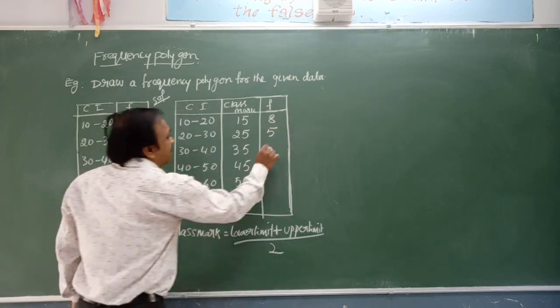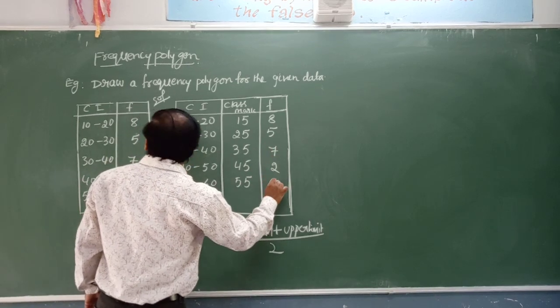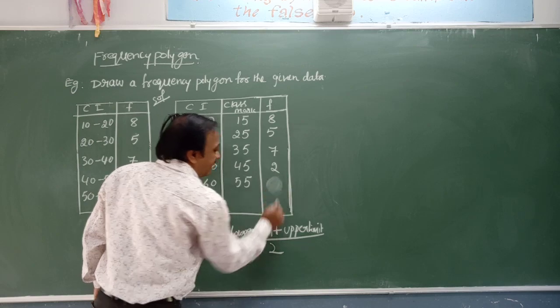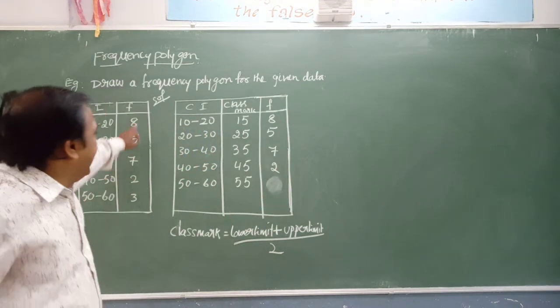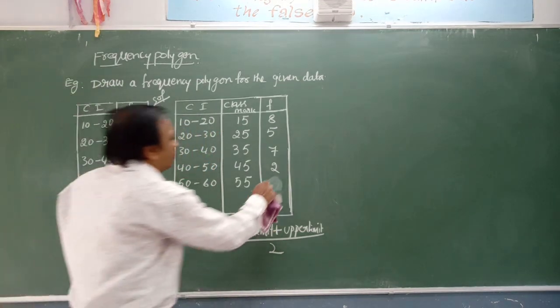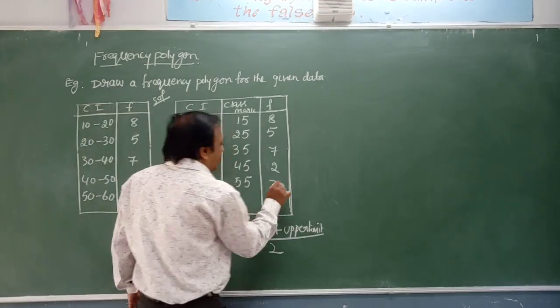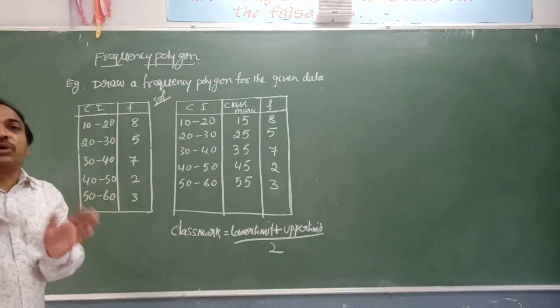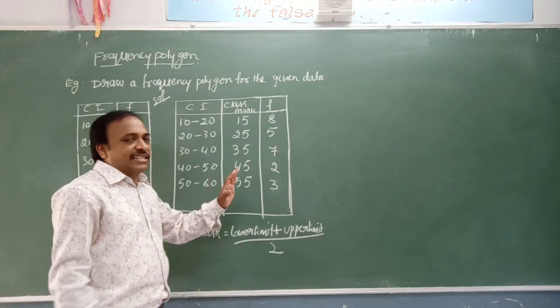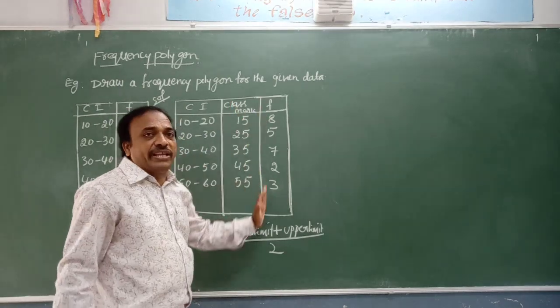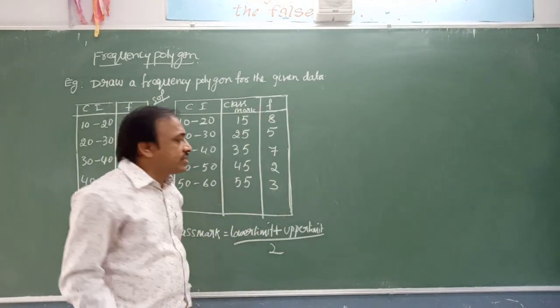8, 5, 7, 2 and 3. So these are the frequencies. Now without using a histogram, we are constructing a frequency polygon. So the class marks and frequencies we are going to use in it.